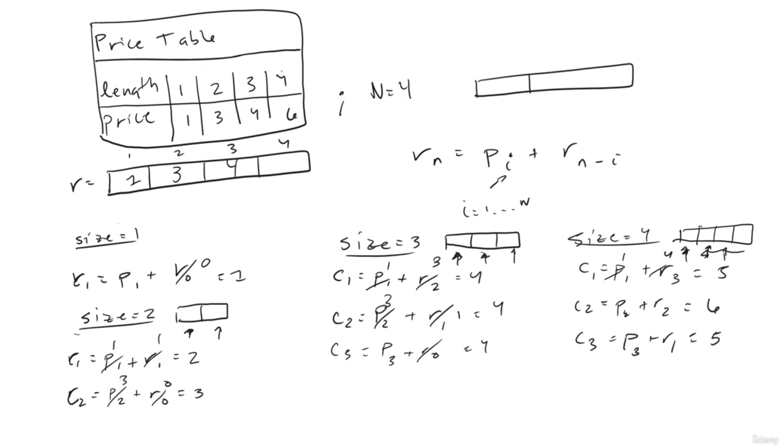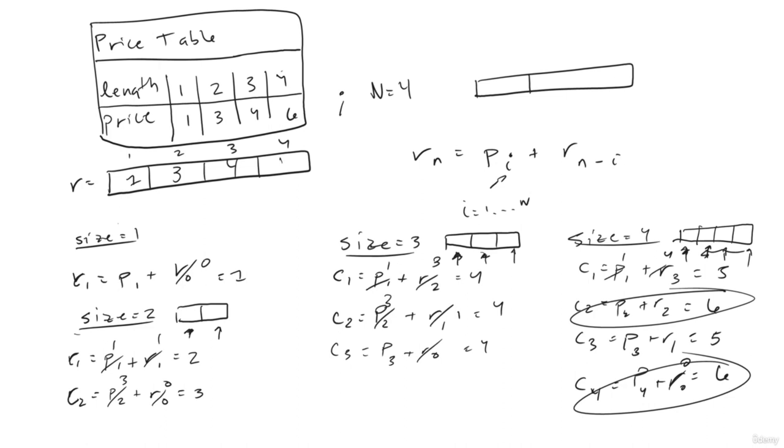And so now we finally just consider leaving it as is and selling the whole thing. This is going to be the price of a rod of length 4 plus the remainder, which doesn't exist. Looking it up in our price table, that's going to be 6. And so these are the most optimal solutions to the entire rod, and we have solved our problem.